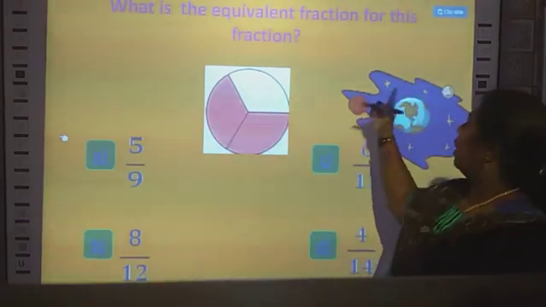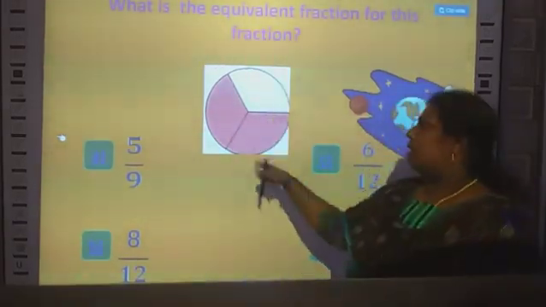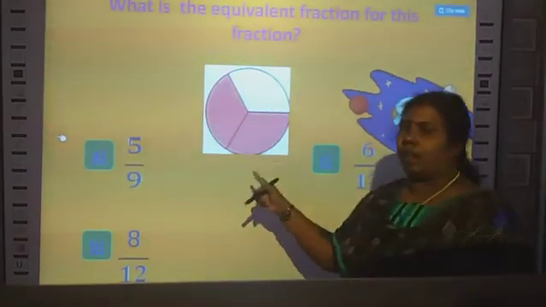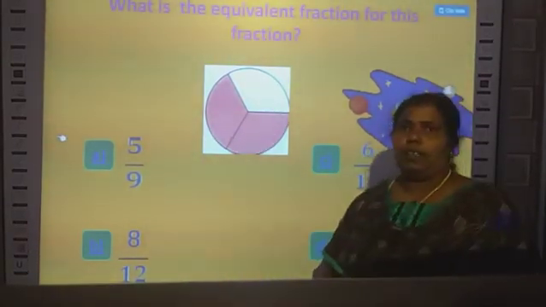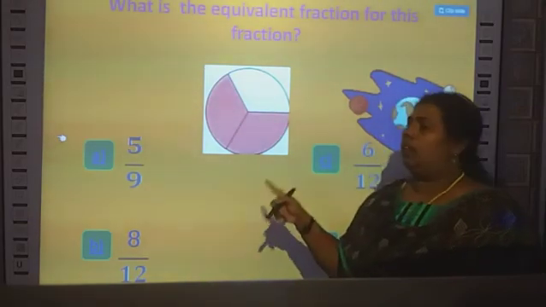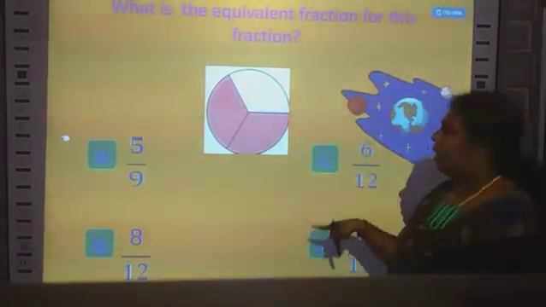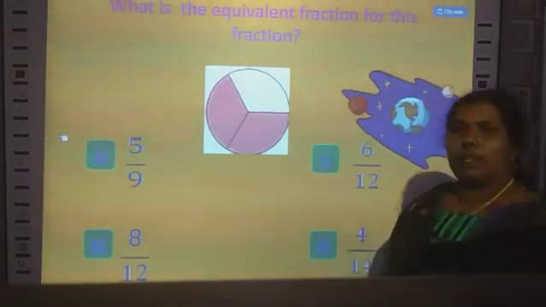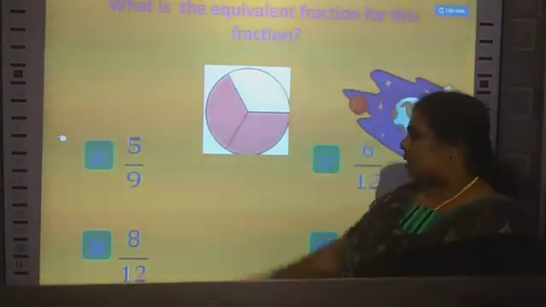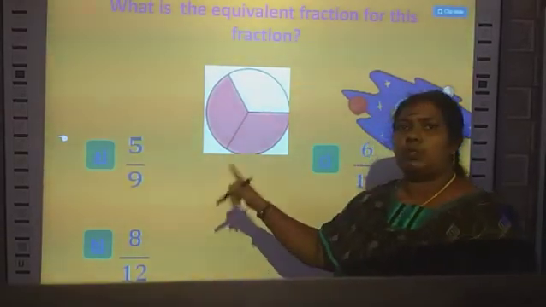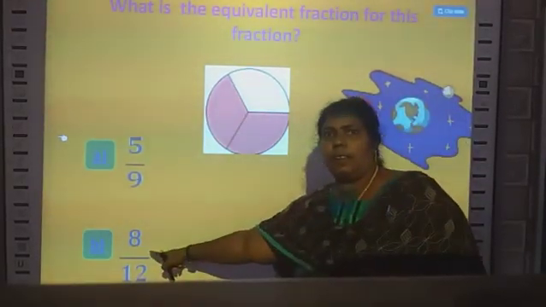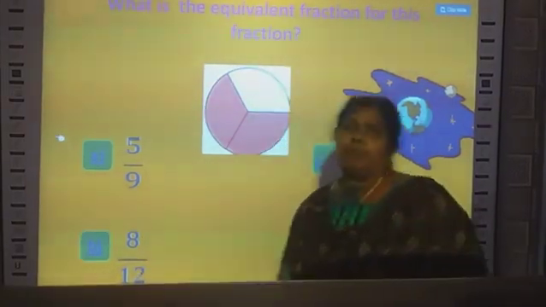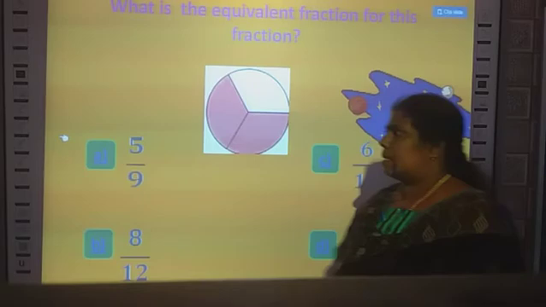See, what is the equivalent fraction for this fraction here? That is 3 parts are there. But how many parts are shaded? 2 parts, right? That means 2 by 3. The fraction is 2 by 3. 2 by 3 means equivalent fraction here. Which is the equivalent fraction: 5 by 9, 6 by 12, 4 by 14, 8 by 12? Which is the correct option? Yes, 8 by 12. 2 by 3 means 2 into 4, how much? 8. Then 3 into 4, how much? 12. 8 by 12, isn't it? Yes.